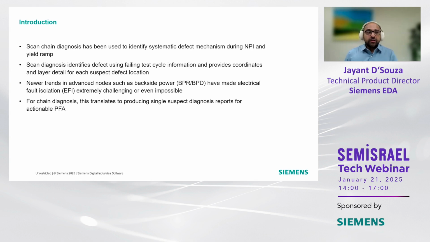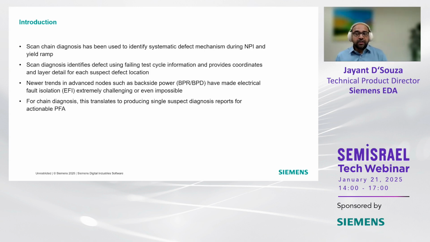Scan chain diagnosis has been used to identify systematic defect mechanisms during NPI and yield ramp for a number of years. Scan chain diagnosis identifies defects using failing test cycle information and provides coordinates and layer details for each suspect defect location.